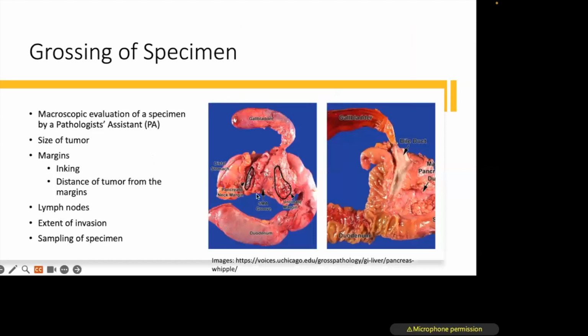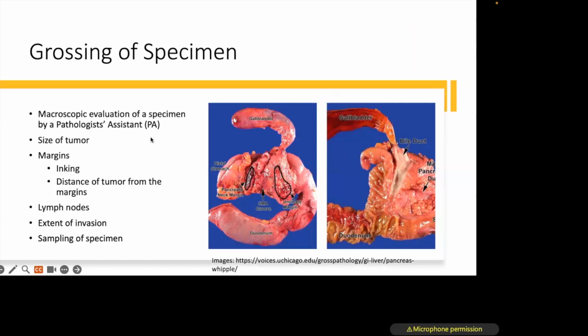And this is what we see in pathology. Once the surgeon resects the specimen, this is what comes out. This is an example of a Whipple specimen. So it's a partial pancreatectomy with duodenectomy and gastrectomy. We have the gallbladder, we have our stomach, and then we have our duodenum, and then we have our pancreas.